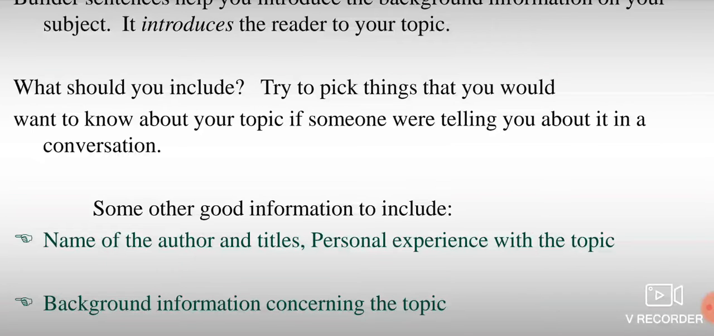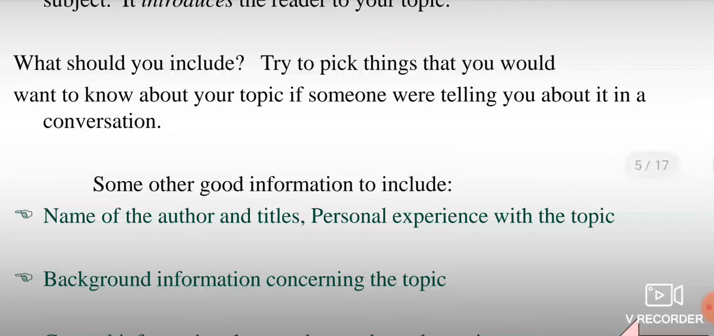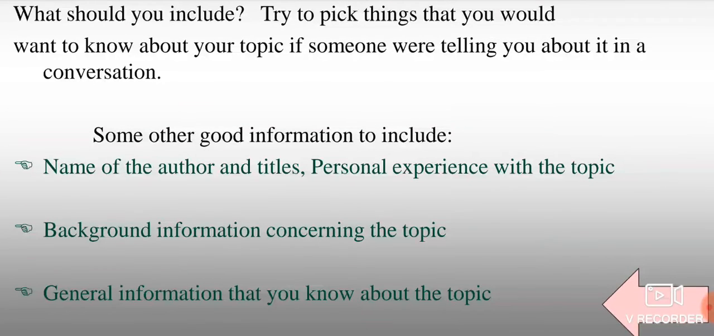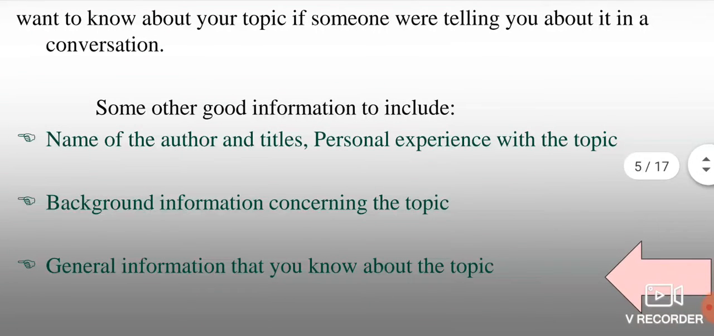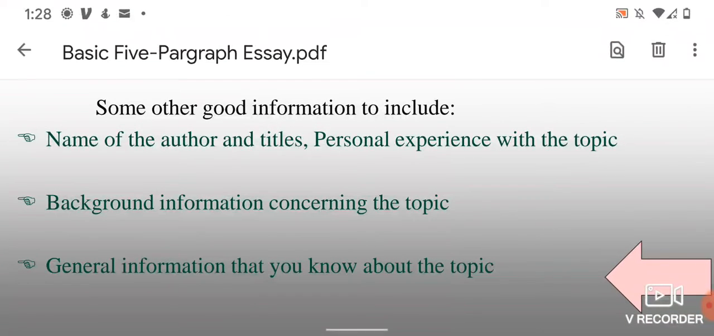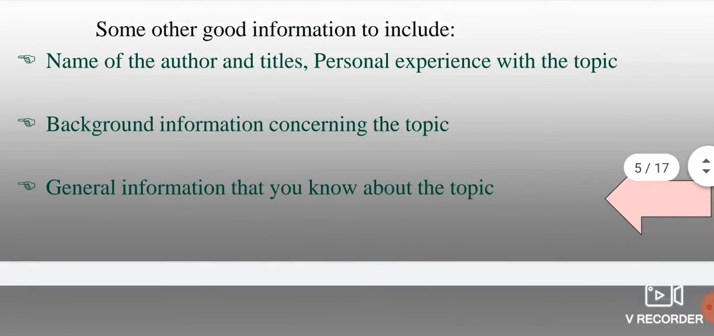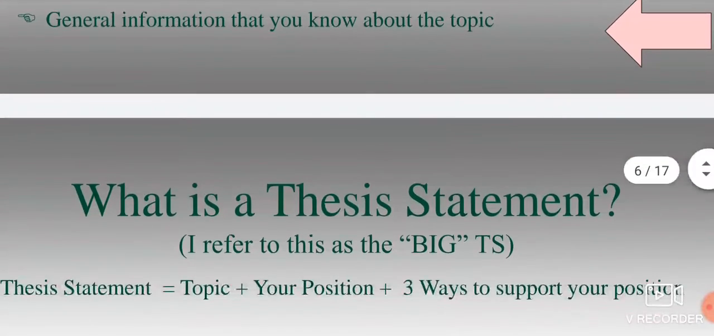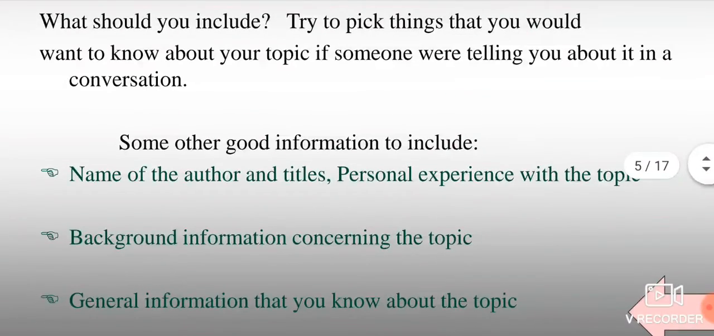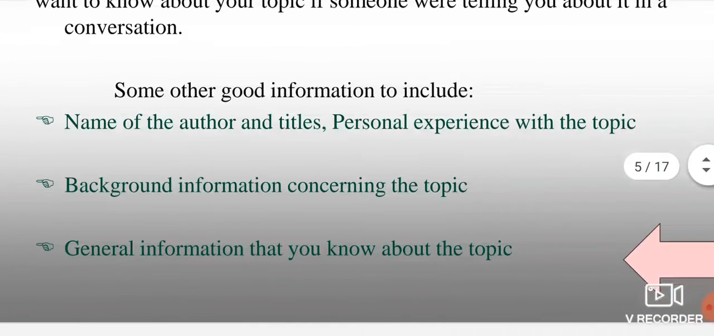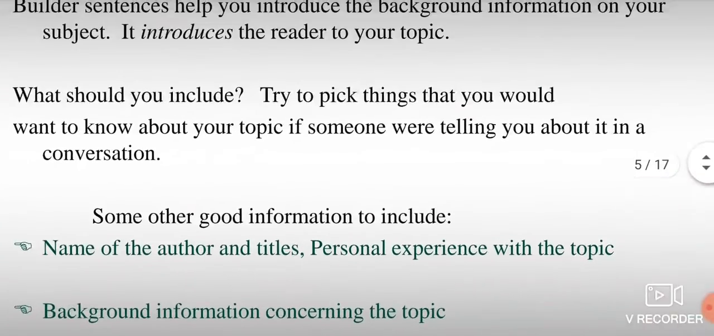When you're writing your builder sentences, try to pick the things that you would want to know about your topic if someone were telling you about it in a conversation. So those 4 things would be the name of the author and titles, personal experience with the topic, background information concerning the topic, and general information that you know about the topic. In a really good intro, you may have 3 to 4 builder sentences. And we're going to take a look at examples of those when we meet again for this specific topic, which is the museum's admission.